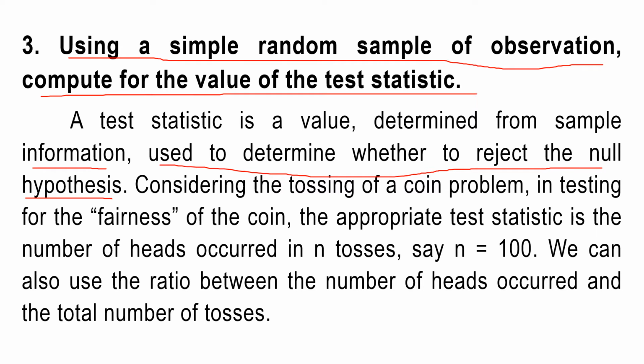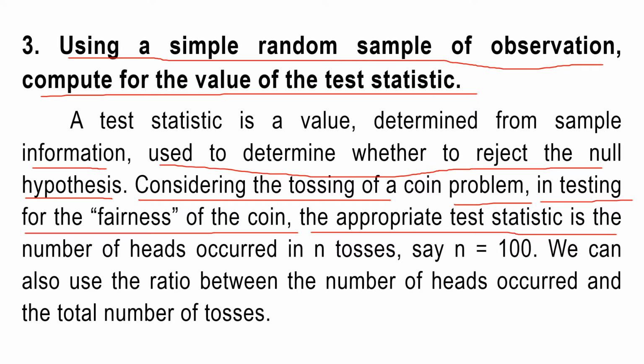Yes, consider the tossing of a coin problem. In testing for the fairness of the coin, the appropriate test statistic is the number of heads occurred in n, or the sample size, tosses. Let's say, for example, that your sample size is 100. So we can also use the ratio between the number of heads occurred and the total number of tosses.